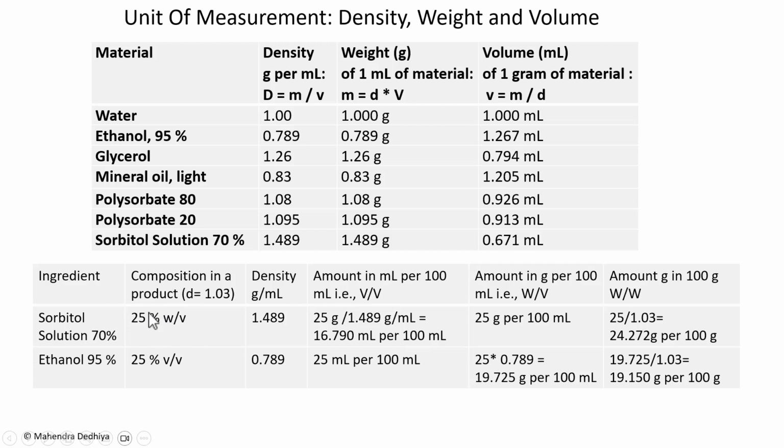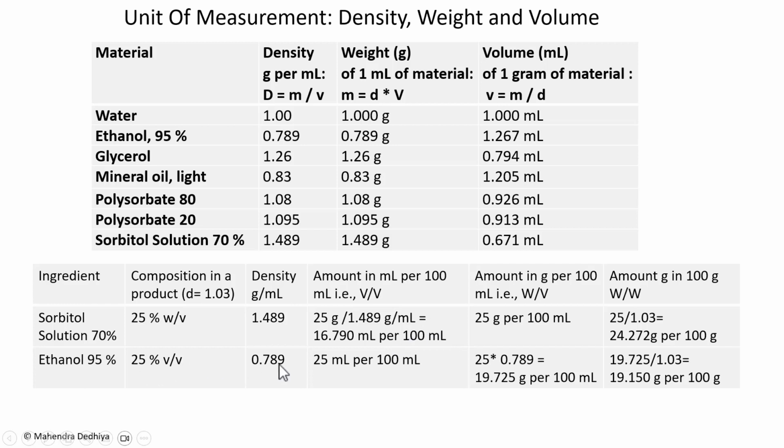Sorbitol is provided at 25% weight to volume, and ethanol is 25% volume to volume in a product. Let's assume that the product has a density of 1.03. First, how many milliliters of sorbitol are in 100 milliliters of the product? It is 25 grams per 100 milliliter. So to convert 25 grams into milliliter, we divide that by density. Volume is mass divided by density. So we get a value of 16.790 milliliter of sorbitol in 100 milliliter of product.